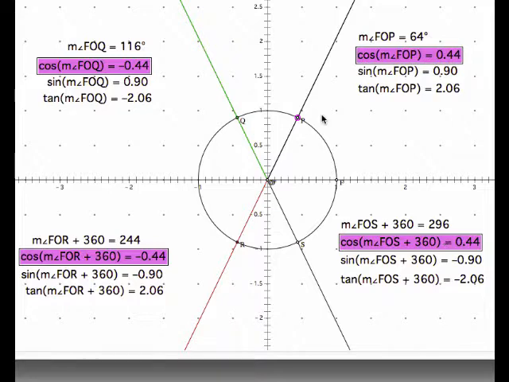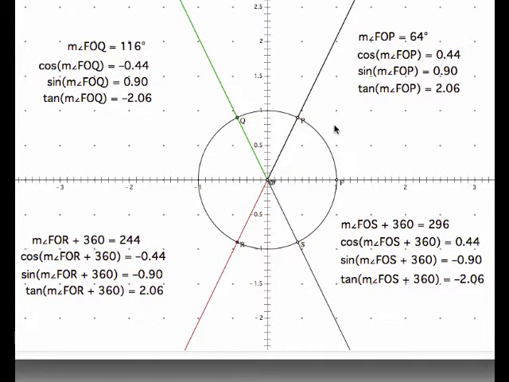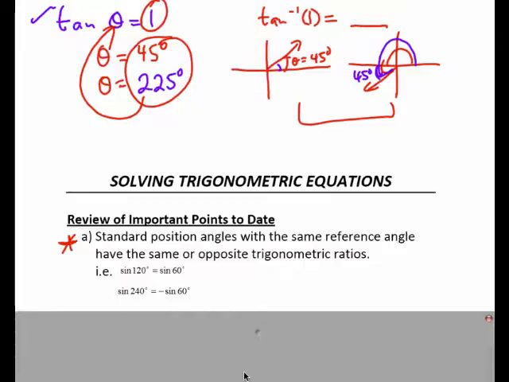Now when you go about solving a trig equation, what we're going to really want to focus in on is the importance of the reference angle. That's the angle between 0 and 90 degrees. And that can be thought of as the angle that's back in quadrant 1. If we can find the reference angle for a given ratio, and then we can determine the quadrant in which a given standard position angle terminates, we can then find the angles we are looking for.